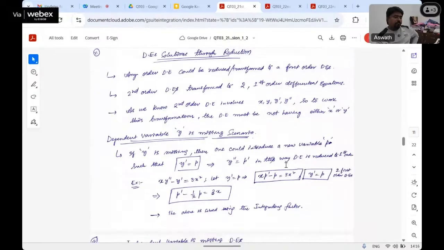And differential equations through reduction. This is a very important topic, right? So here we can reduce the higher order differential equations into lower order differential equations. How it is done is, for example, if I have y double dot, I just introduce y dot or y prime as some new variable p, and y double prime would be p prime. If I introduce that, the higher order differential equation, here in this case a second order differential equation, would reduce to a first order differential equation.